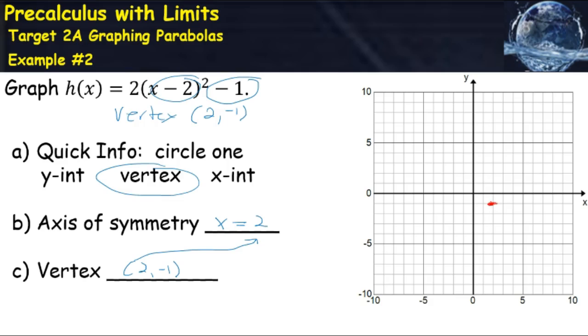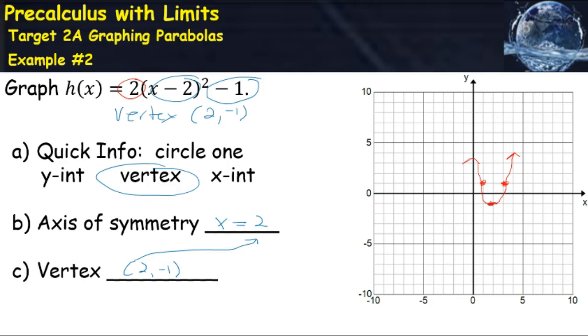Then I'm going to look at this, and this is 2. Usually from the vertex I go left 1, up 1, and right 1, up 1. But this is telling me to go left 1 and up 2, and right 1 and up 2. So I'm going to go left 1 and up 2, and right 1 and up 2. And then I'm going to draw the graph. Okay, so that's because it was a 2.